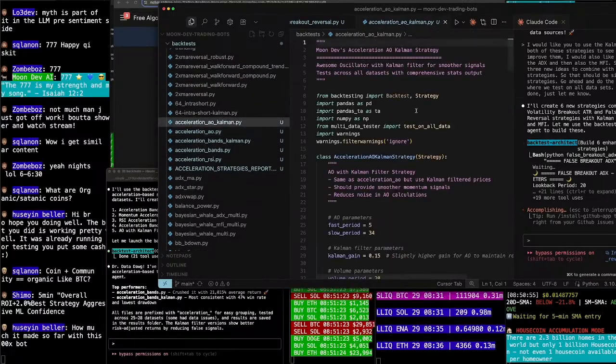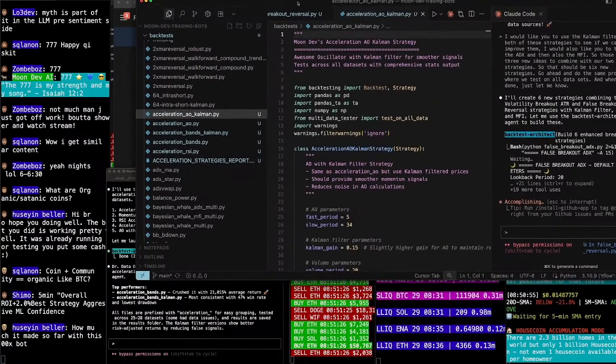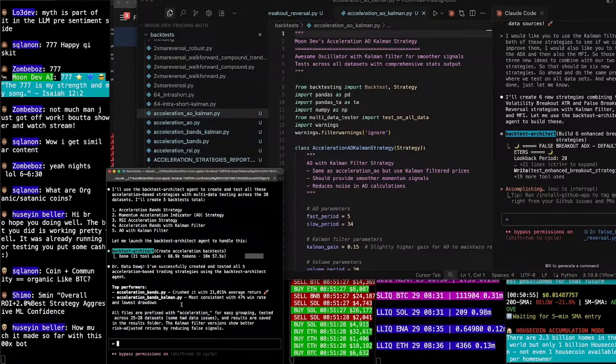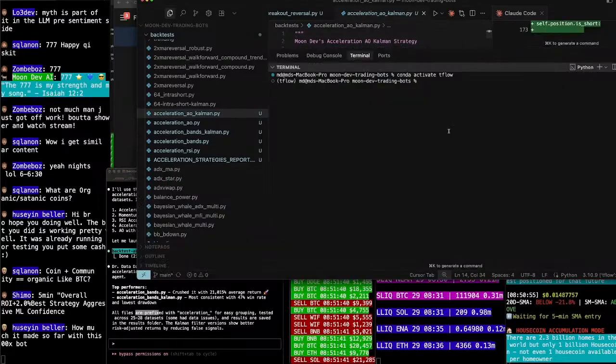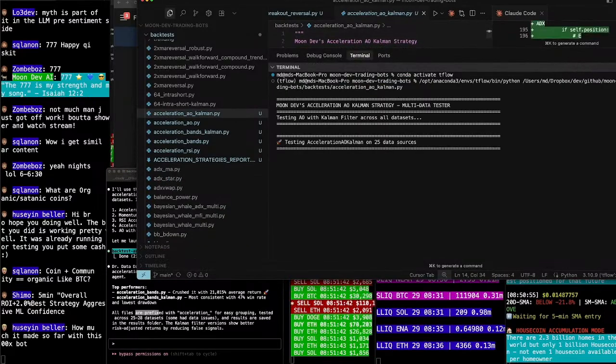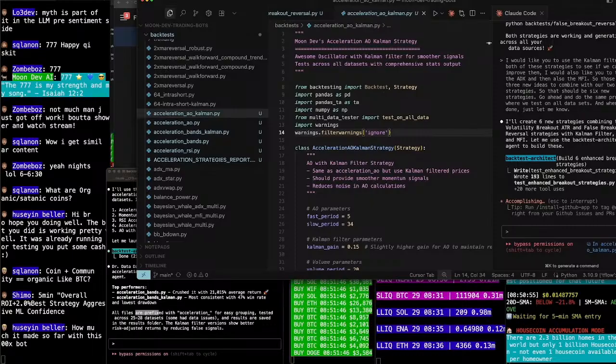That's right. Let's go try all of these back tests that she created. She said she's done. Acceleration bands, 1,000% return. All files are prefixed with acceleration. Nice, dude. Let's go ahead and run these acceleration back tests that she created. Wait, she's ready for a new thing though. So great job.